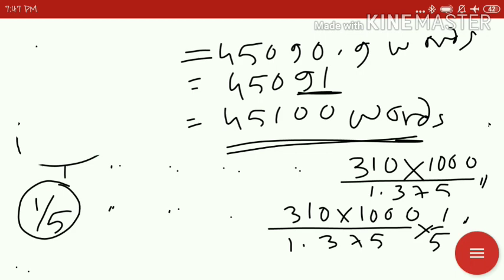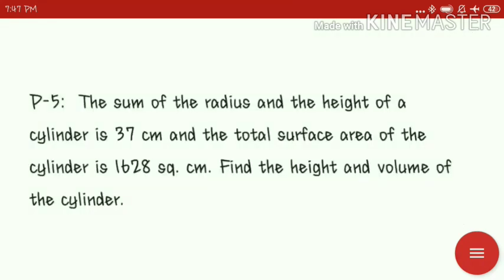So that was problem number 4. Now we'll go for problem number 5. So that's our problem number 5. The sum of radius and the height of a cylinder is 37 centimeter and the total surface area of the cylinder is 1628 square centimeter. Find the height and volume of the cylinder.